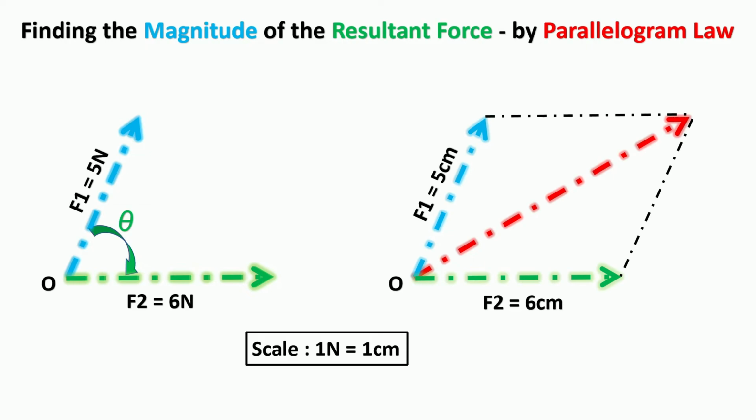Now measure the length of the diagonal OP, which you will get as 9.02 centimeter. So as per the scale, the magnitude of the resultant is 9.02 Newton. This was a graphical method to find the resultant force. There is another method to find the same using simple trigonometry, which we will discuss in the coming videos.